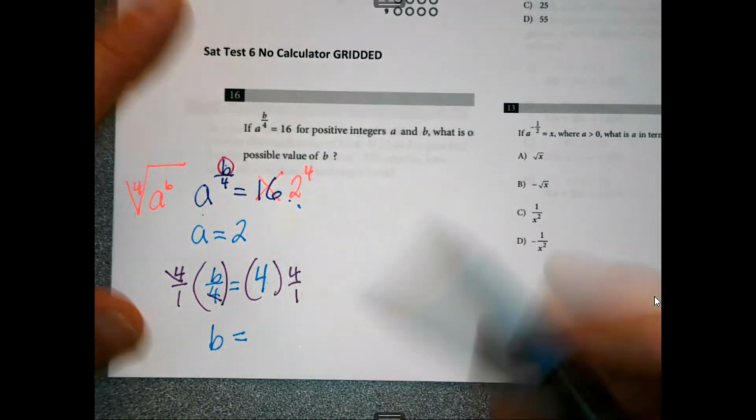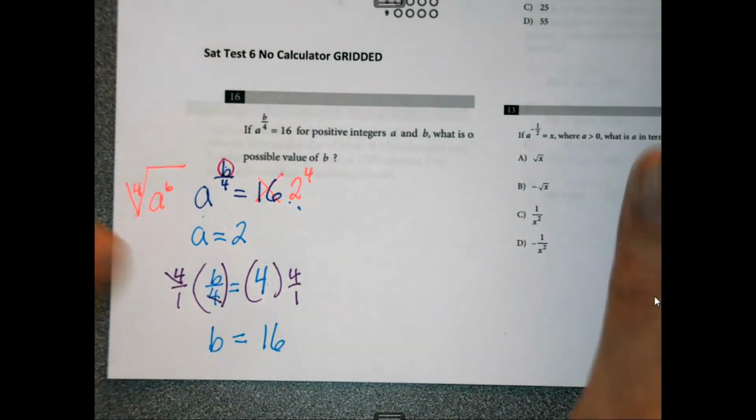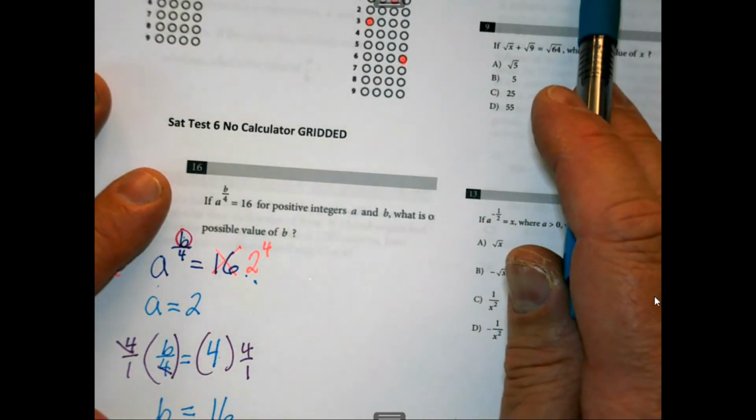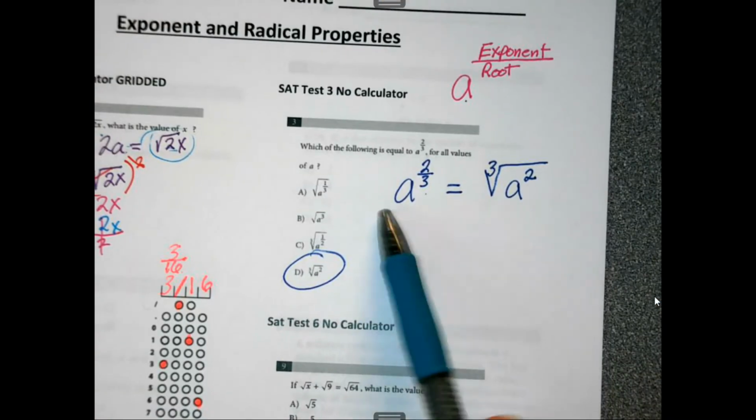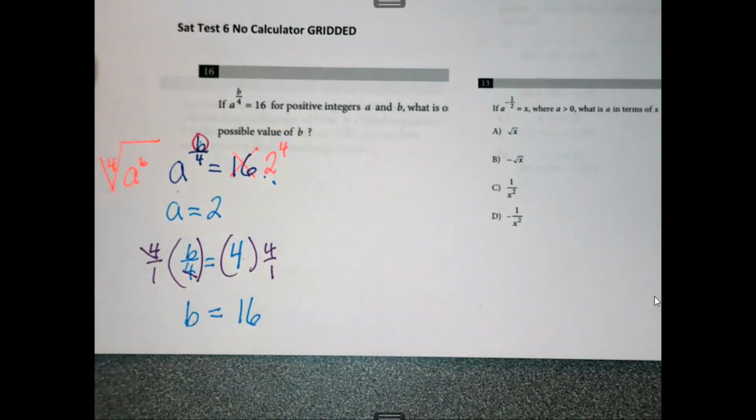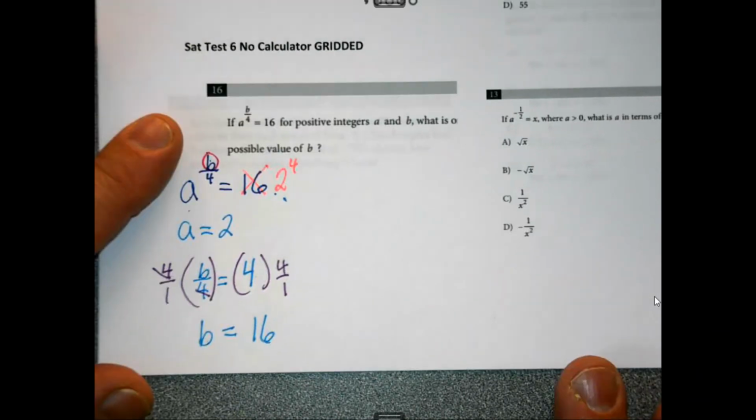4 times 4 over 1 is 16. Isn't that peachy? So hopefully they're going to have at least one of these on the test. Hopefully they'll make it this easy, but I got a feeling they're going to make it this easy. Yeah, unfortunately.